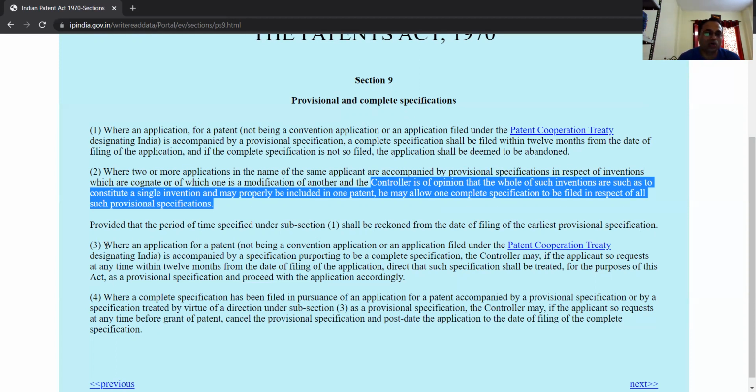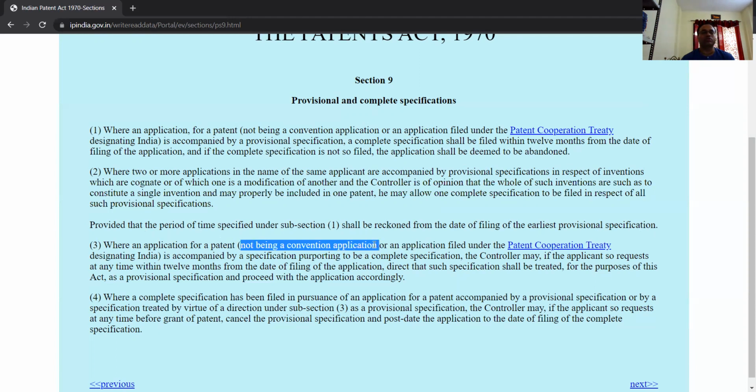Subsection 3 says, where an application for a patent is accompanied by a specification purporting to be a complete specification, the controller may, if the applicant so requests, at any time within 12 months from the date of filing the application, direct that such specification shall be treated for the purpose of this Act as a provisional specification and proceed with the application accordingly. Again, we are not considering the convention and PCT applications. These are all about applications directly filed in India.